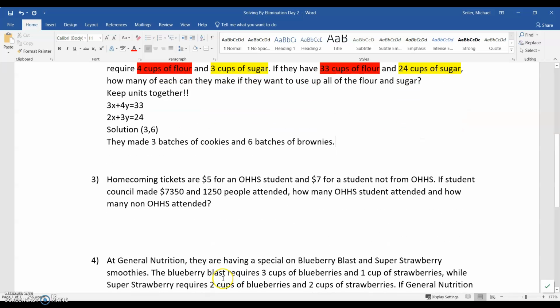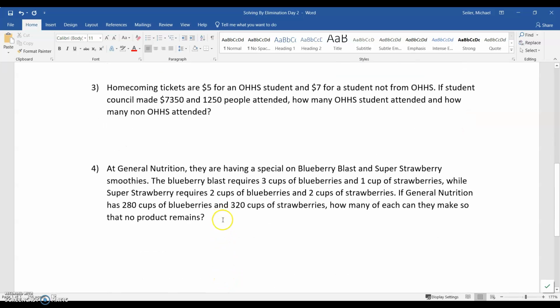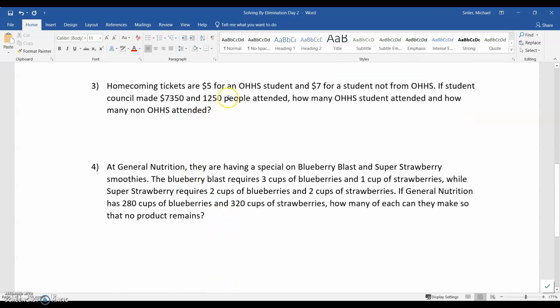So 3 and 4 are going to work the same way as 1 and 2. For 3, homecoming tickets are $5 for an Oak Hill student and $7 for a non-Oak Hill student. If the student council made $7,350 and 1,250 people attended, how many students attended from Oak Hill and how many non-Oak Hill students attended?